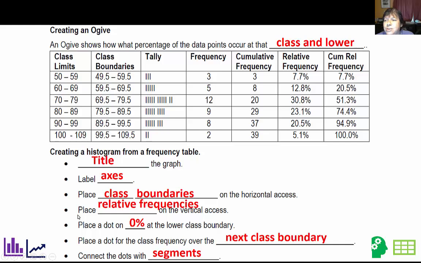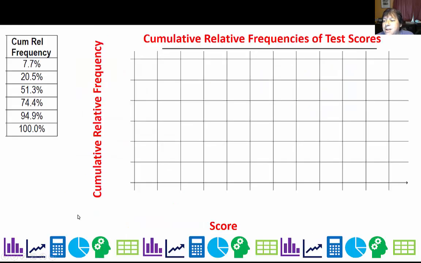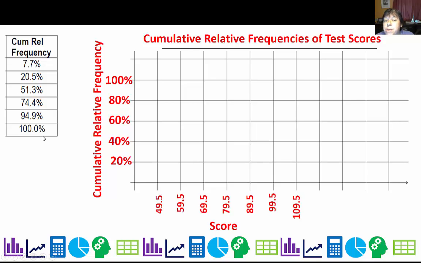So let me show you how this looks. So there's my labeling. I need to go all the way to 100% on a cumulative frequency because I better end at 100% or there's something wrong. Then there's my boundaries. Now remember, I'm not doing bars now, I'm doing dots. So I start with a dot, 0 at my lowest class boundary. Now I'm going to go to 7.7, which is about here. 20.5 is about there. 51.3 is roughly there.